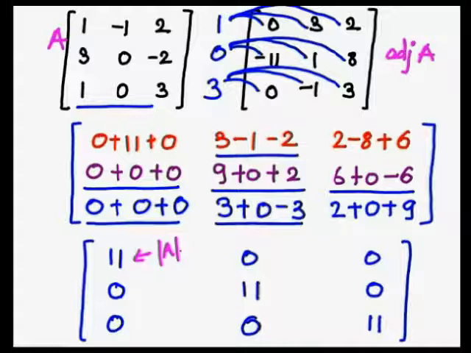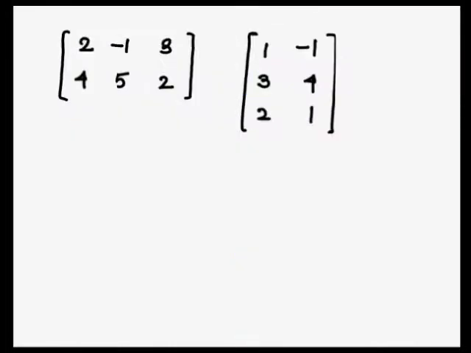Now we study how to do the matrix multiplication of matrices of different orders. Now let's take this example. So first of all, we start with the first row.